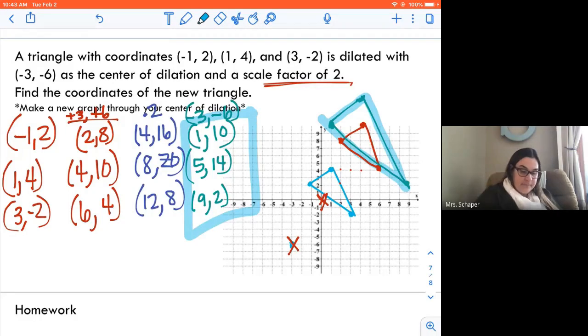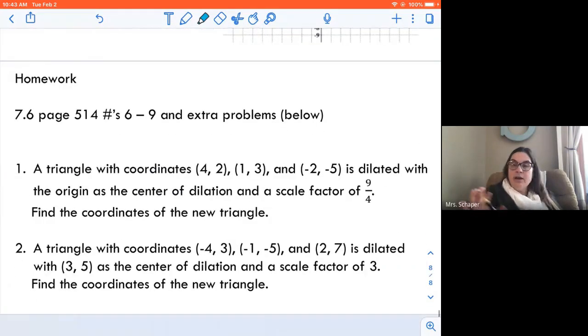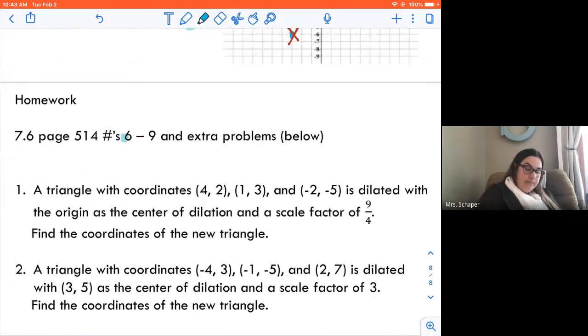All right? So when you work on your assignment today, you've got these problems. I also want you to work on numbers 1 and 2 right here. Okay? So all of those will be done and due on your assignment.